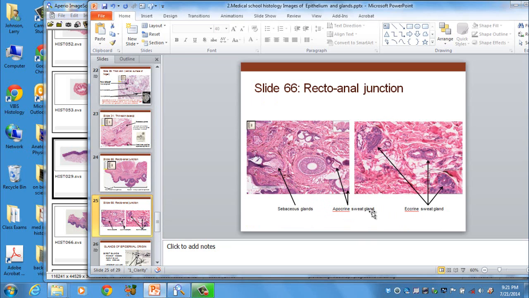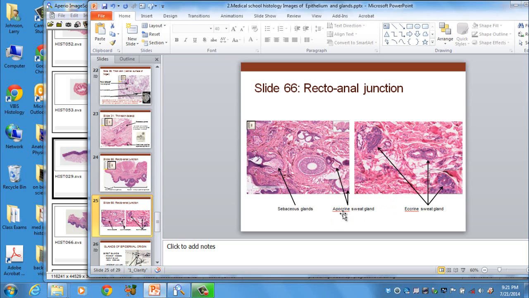Apocrine sweat glands discharge their contents in the hair follicle just as does the sebaceous gland. The sebaceous gland is a waxy type substance that makes your hair slick. There's also the eccrine sweat gland, which is the typical sweat gland with the duct that's stratified cuboidal, and that discharges on the surface of the skin. So these two discharge in the hair follicle or on the surface of the skin.